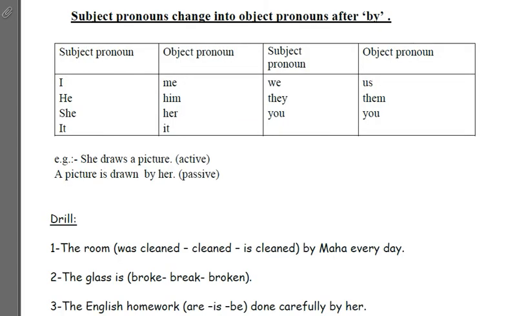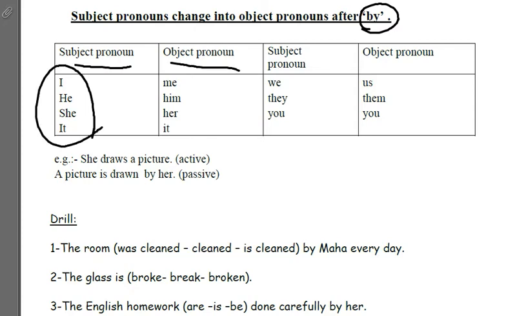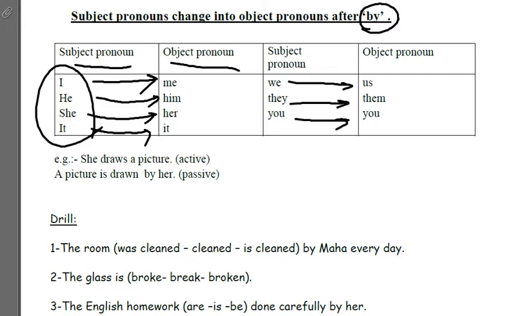An important note we have to keep in mind: if you're going to put "by", which is something additional, you have to change some subject pronouns to object pronouns. For example, I changes to me, he to him, she to her, it, we to us, they to them, you. For example, she draws a picture.